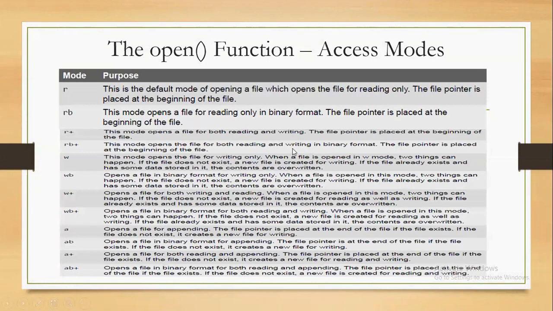These are the several access modes that are available. Some of the most common access modes are read, write, and append. Read, write, and append are applicable for normal text files. In order to work with binary files, we can use the access modes read binary, write binary, and append binary. In order to perform both read and write, we can use the modes r+, rb+, w+, wb+, and then a+ and ab+. A is the append mode, and AB is the append binary mode. These are the several access modes available.